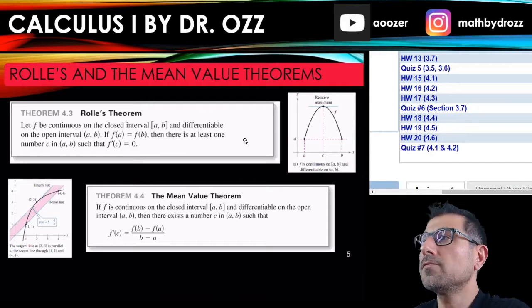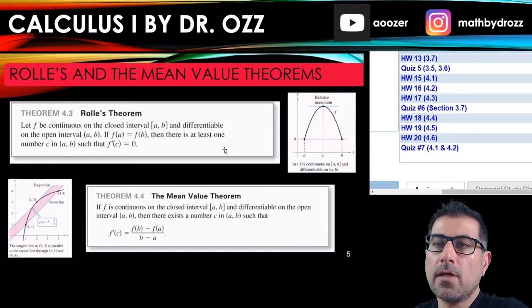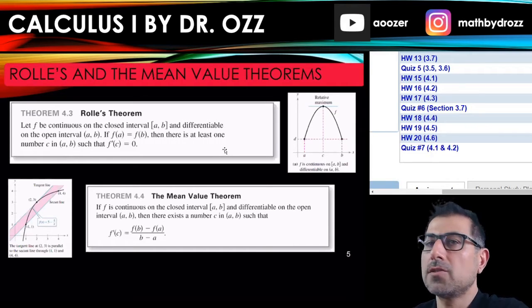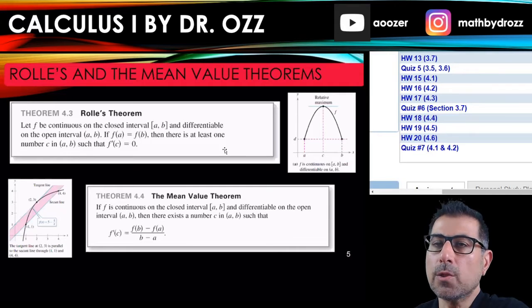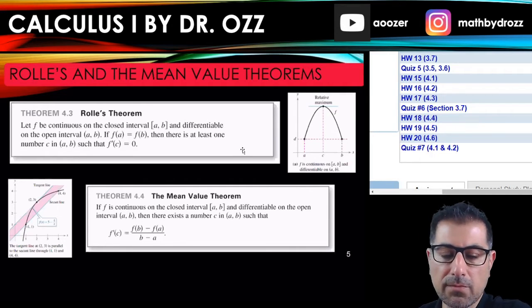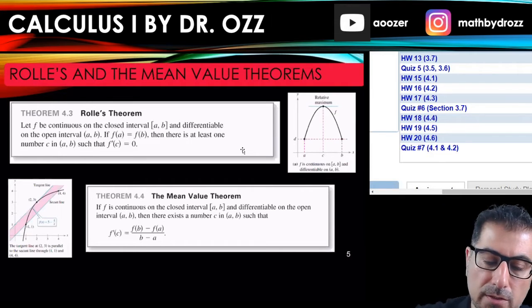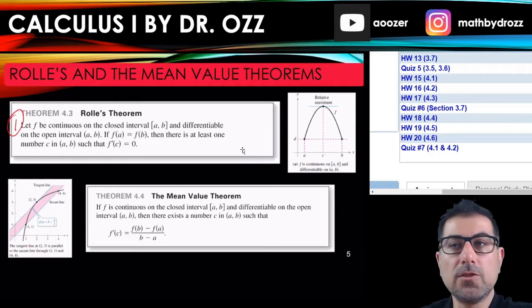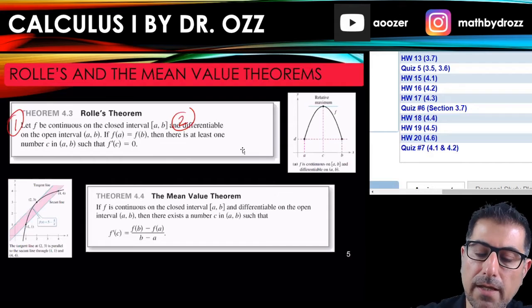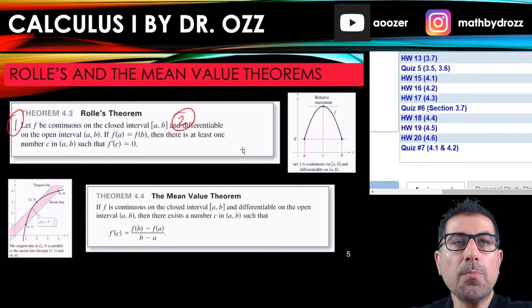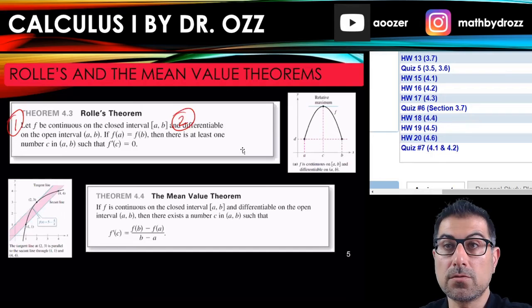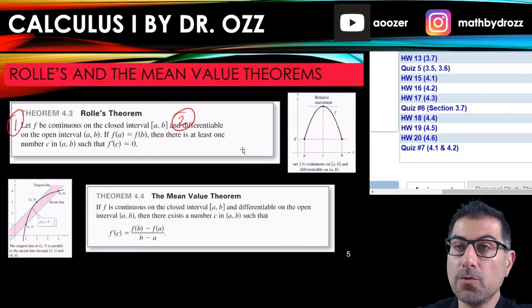If f of a equals f of b, then there exists at least one number c within the interval (a, b) such that f prime of c is exactly equal to 0. So you have in fact 3 conditions to check whenever you want to apply Rolle's theorem. First condition is that f is continuous on the closed interval. Second, f is differentiable on the open interval. So these 2 conditions should be checked before you hit the road.